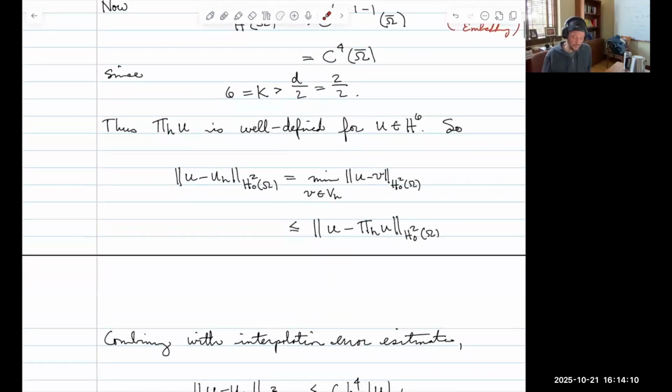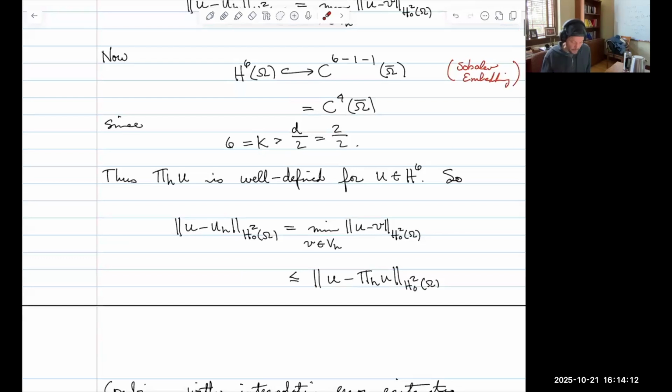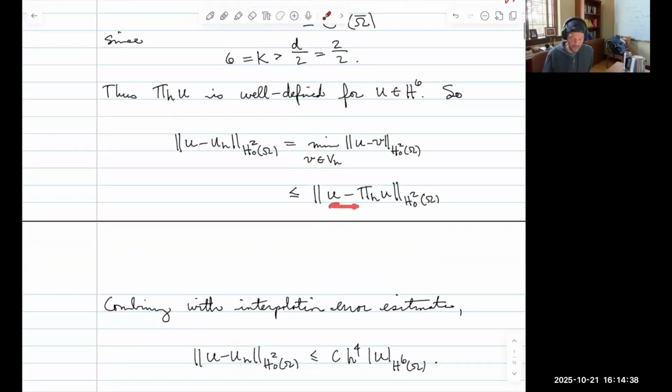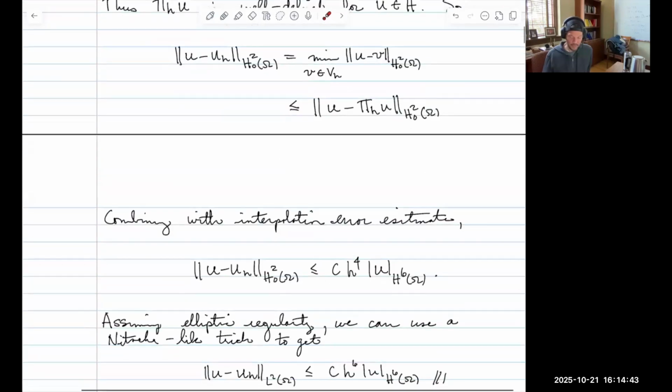And let's put these two facts together. So the error between our true solution and our Galerkin approximation using Céa's lemma is less than or equal to that. Of course, if we pick a particular v from the finite element space, namely, we choose v to be the projection or the interpolant of u, now we have to measure the interpolation error. But now we have to do it in the H2 zero norm.